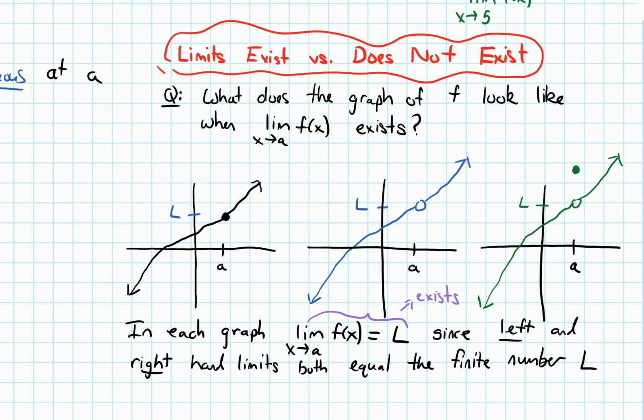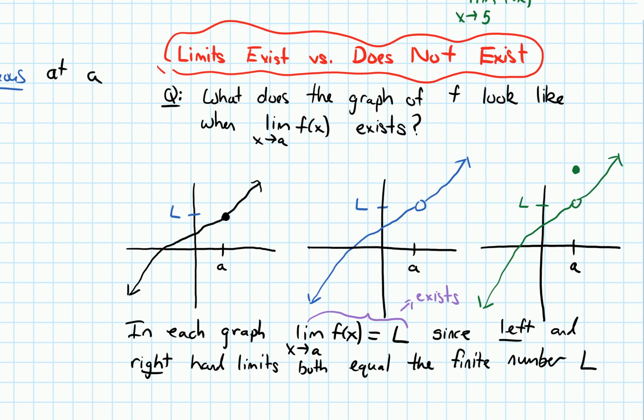Again, it doesn't matter what happens exactly at x equals a, because when we talk about a limit, x is getting super, super close to a, but it's not allowed to actually equal a. That's why it's fine for there to be a hole there. But the fact that the left and the right hand limits are both L, the y values are getting close to L from either side in each of these pictures, is why the limit exists.